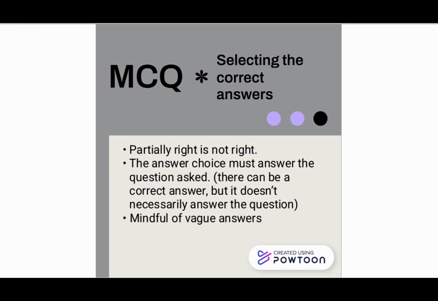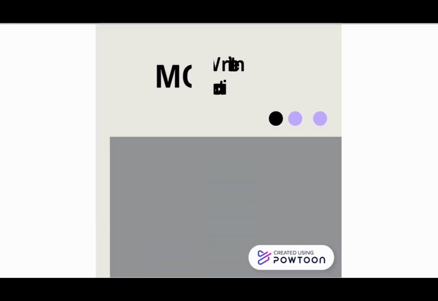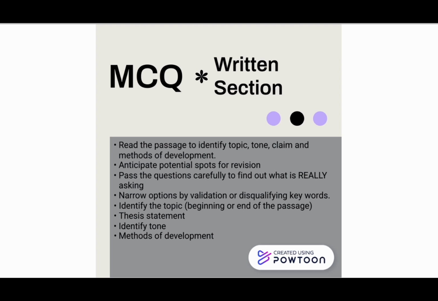Now for the MCQ written section, here are some tips. Read the passage to identify topic, tone, claim, and methods of development. Anticipate potential spots of revision. Read the question carefully to find out what it is really asking. Narrow options by validating or disqualifying keywords. Identify the topic, beginning or end of the passage. Thesis statement, identify the tone, and take into account the methods of development.